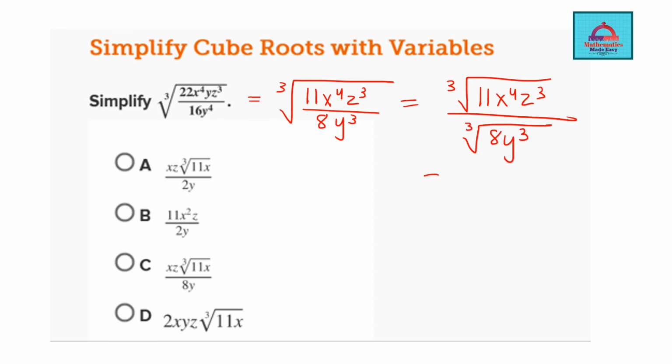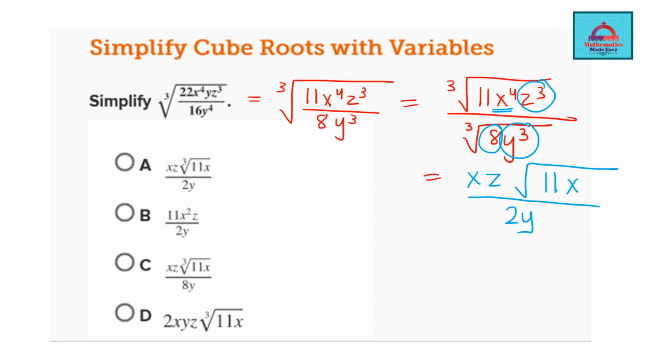It is a cube root, so it will be having 8 as a perfect cube, y cube is perfect, z cube is perfect, and x to the power 3 will come out. So what is left? x to the power 1, so x and z will come out. So inside 11x over 2 times y. So this is the answer. Let's check which option matches. And here this is cube. So here definitely A is the answer, as you see, and we had used the concept of prime factorization for this question.